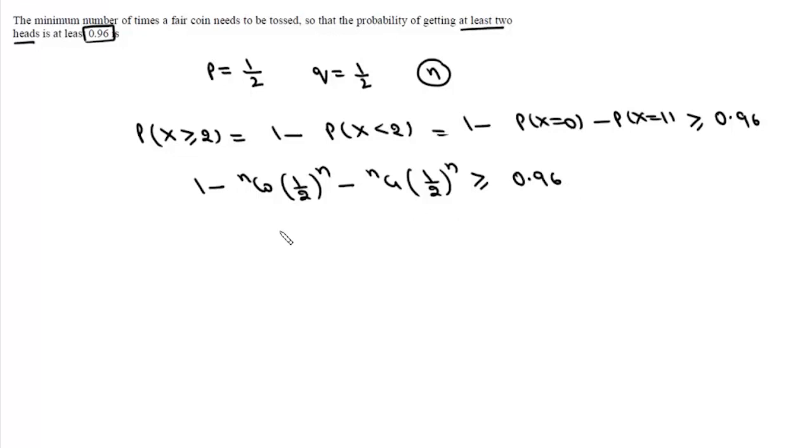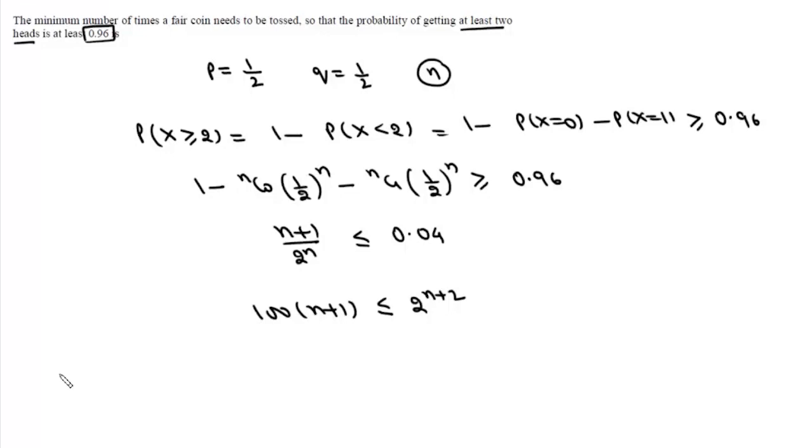Now we can write this as n plus 1 upon 2 to the power n. It should be less than or equal to 0.04. Now we can write this as 100 into n plus 1 should be less than or equal to 2 to the power of n. Now this is greater than 100, so that means 2 to the power n should be greater than 100. So basically value of n should be greater than or equal to 5.